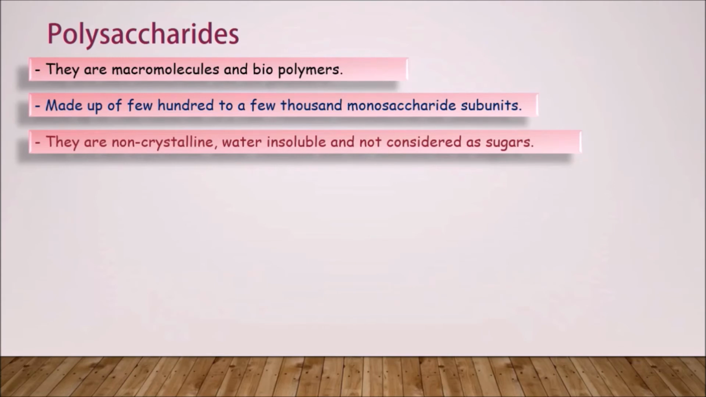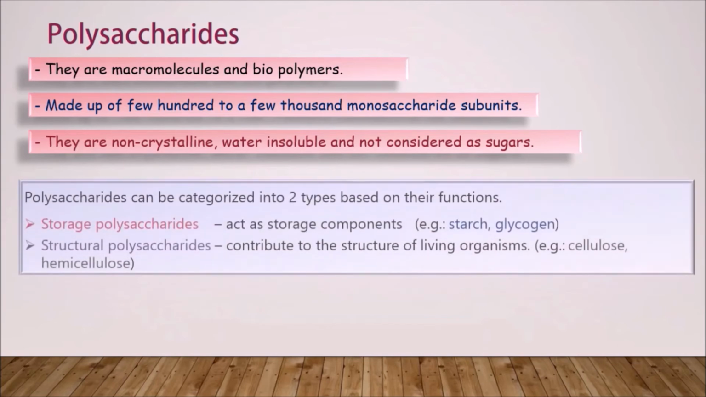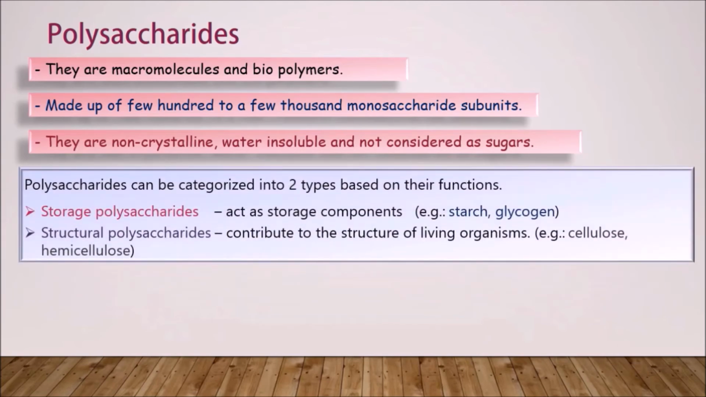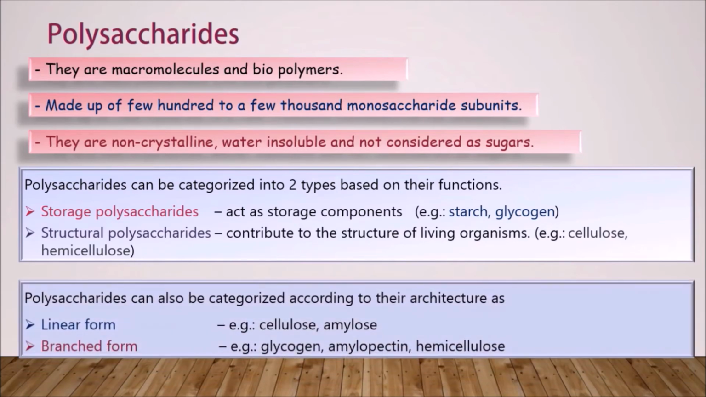Polysaccharides can be categorized into two types based on their functions. As storage polysaccharides, they act as storage components. Then structural polysaccharides contribute to the structure of living organisms. Polysaccharides also can be categorized according to their architecture as linear forms, example cellulose and amylose, and branched forms, example glycogen, amylopectin, and hemicellulose. Now let us look at some examples of polysaccharides.